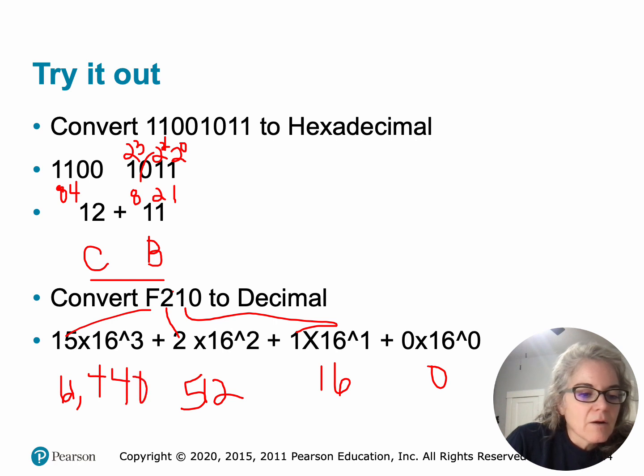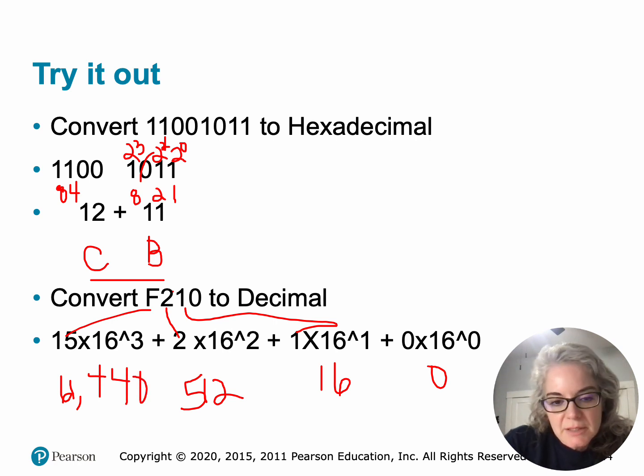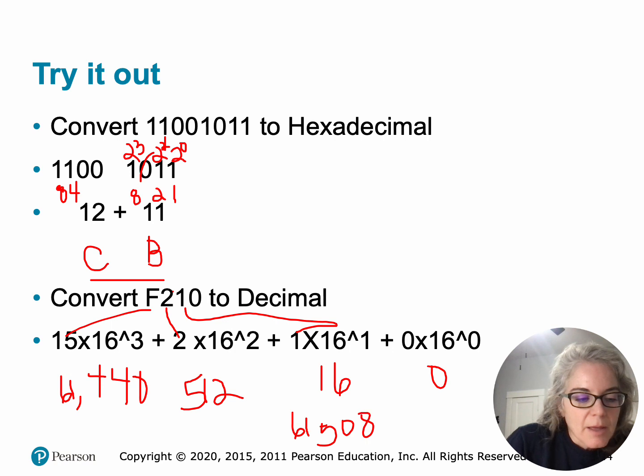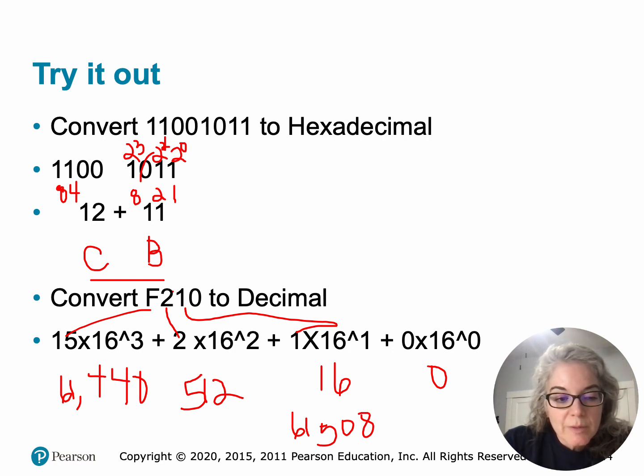And then you add all these up and it gives you the decimal value. So let me add those up. Hopefully I did my math correctly and I added them all up. I don't have the answer, but that should be it if I did my math correctly. Okay.